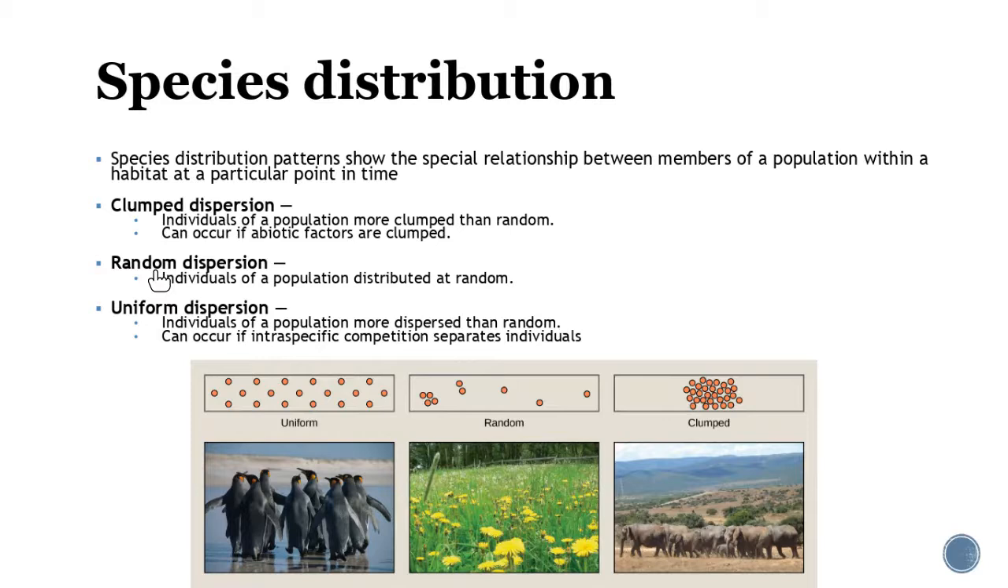You can have random. This is where individuals of a population are distributed at random. Plants are a prime example, especially those that rely on wind for distribution of seeds.